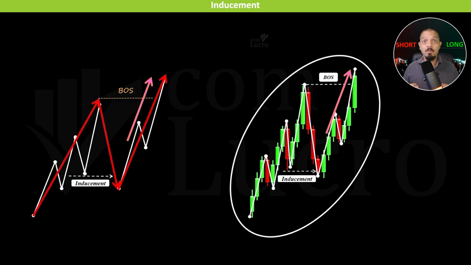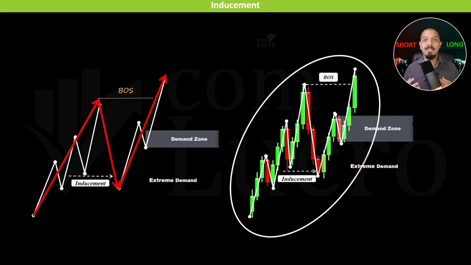As a result, we now have a break of structure to the upside and a demand zone associated with this break of structure, located at the extreme, which has the potential to reverse the price. Identifying these inducement areas is vital, as they provide key insights into market sentiment and potential reversal points. By marking these areas on your price charts, you can better anticipate market movements and make more informed trading decisions.